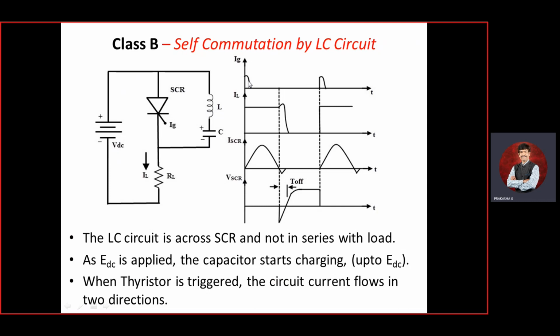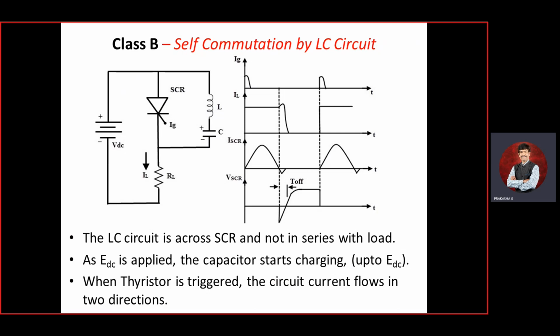If IG is not given, it is an open circuit, so your thyristor will not be active at all. But the capacitor keeps charging. As EDC is applied, the capacitor starts charging up to what? Up to the maximum that you have given, so up to EDC. If the EDC is 5 volts, it keeps charging up to 5 volts.